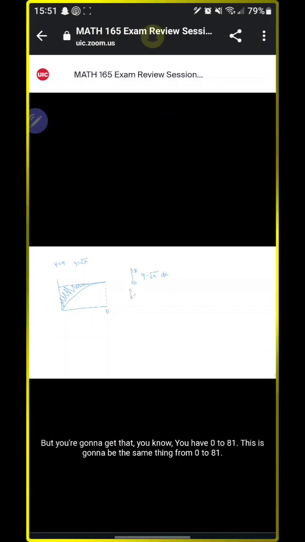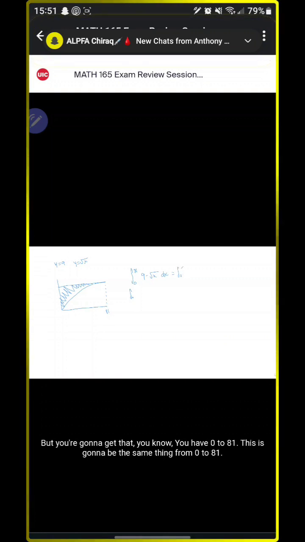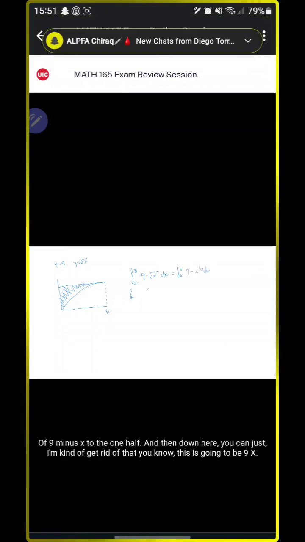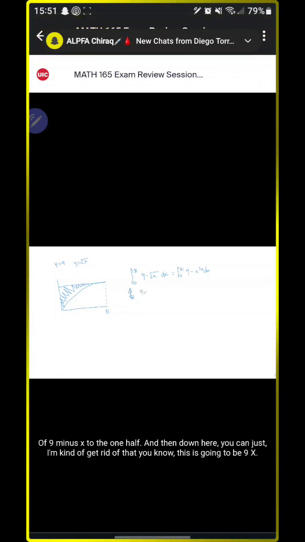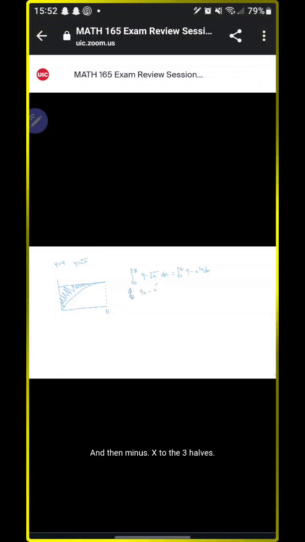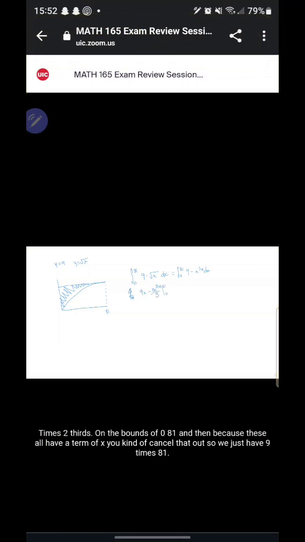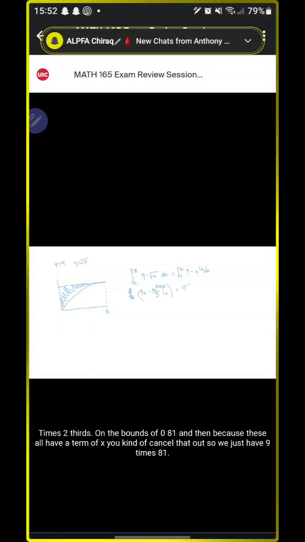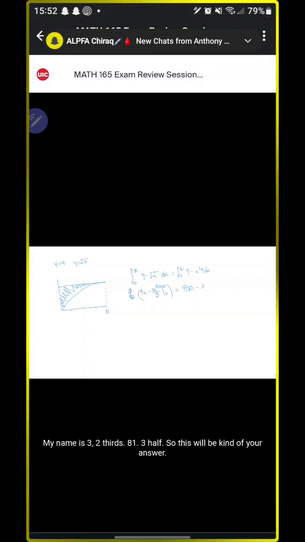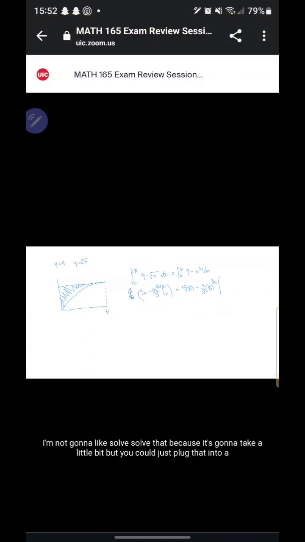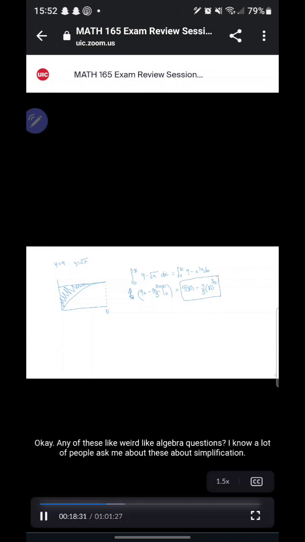But you're going to get that, you have 0 to 81. This is going to be the same thing from 0 to 81 of 9 minus x to the 1/2 dx. This is going to be 9x minus x to the 3/2 times 2/3 on the bounds of 0 to 81. Because these all have a term of x, you cancel it out. So we just have 9 times 81 minus 2/3 times 81 to the 3/2. So this will be your answer. I'm not going to solve that because it's going to take a little bit, but you can just plug it into a calculator and get the right answer. Okay.